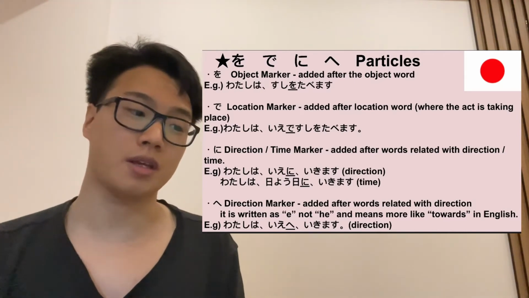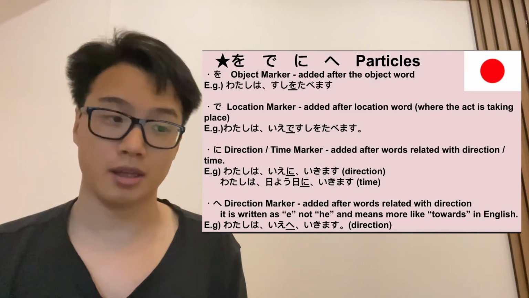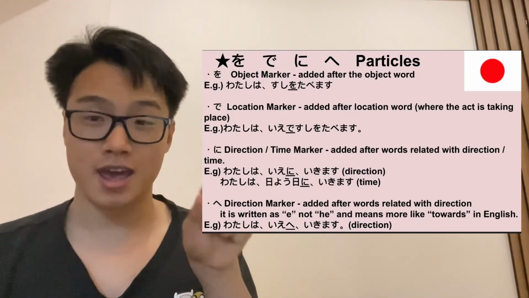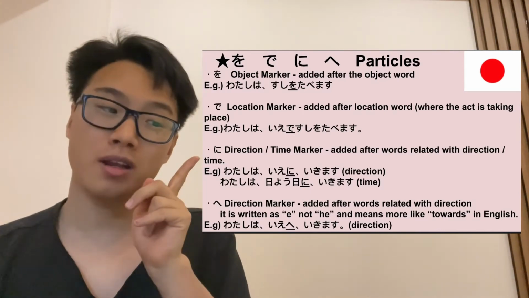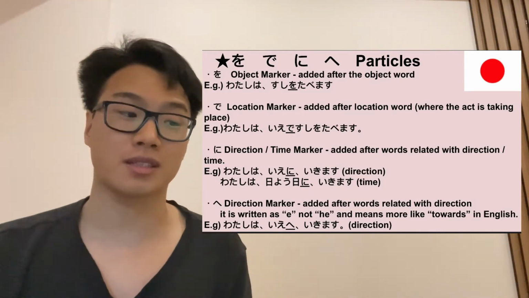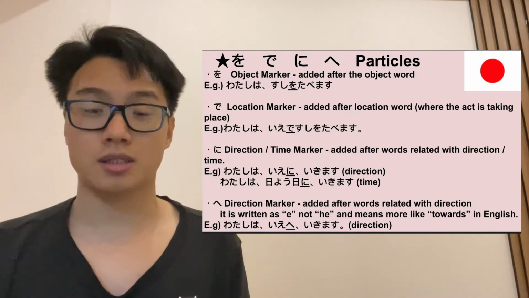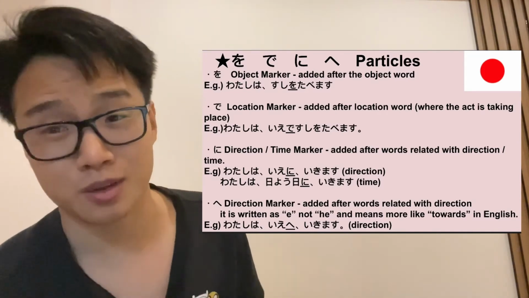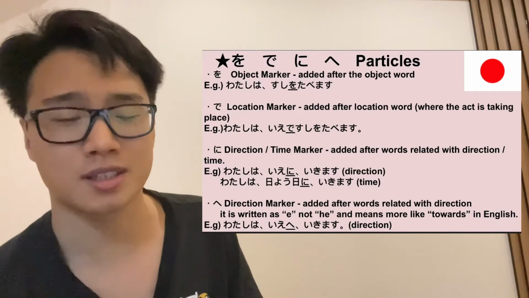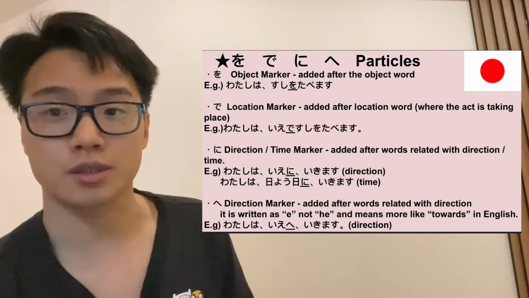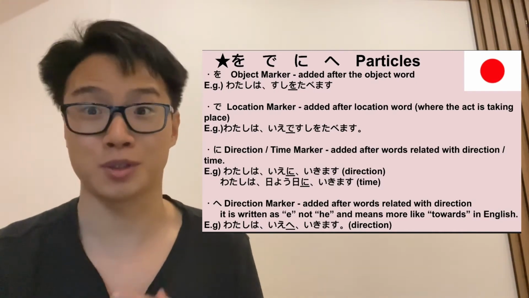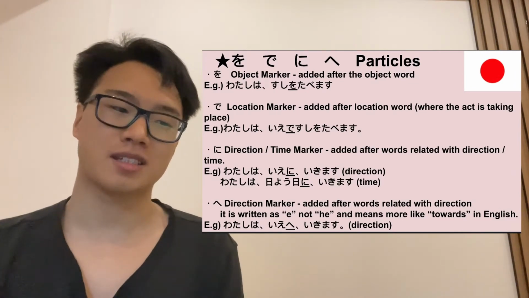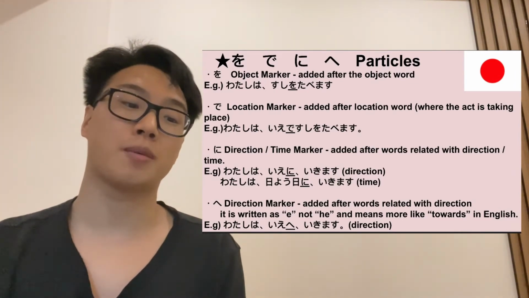And the last particle for today is a direction marker, へ particle. One thing, this is written as he in hiragana, but when this he is used as a particle, direction marker, it's pronounced as e, not he. It's kind of complicated, but it's not complicated at all. If it's used as a particle, it's pronounced as e, not he, but it's written as he. This direction marker is also used when talking about direction.